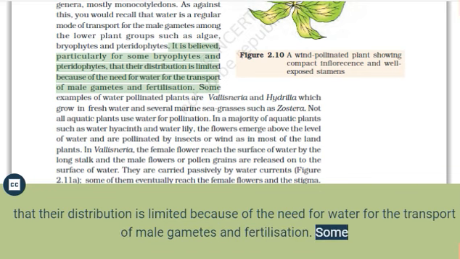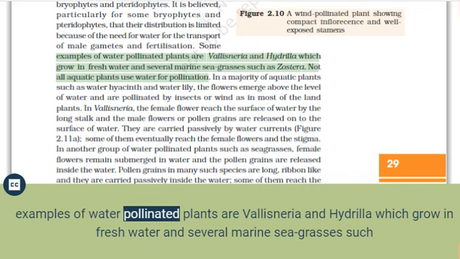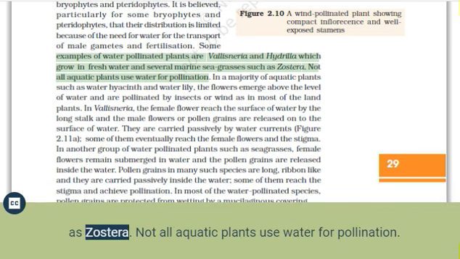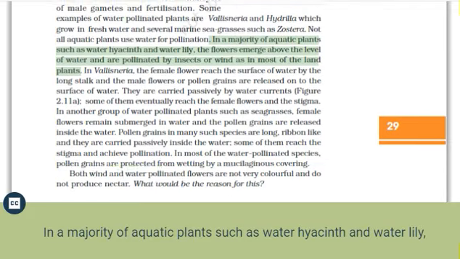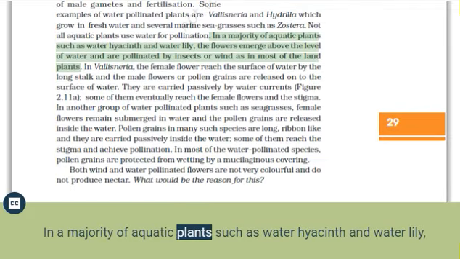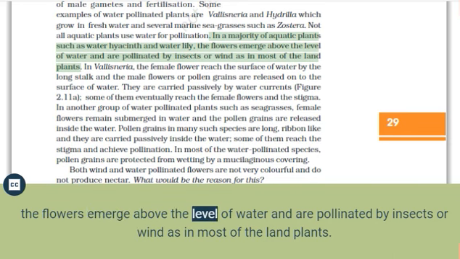Some examples of water-pollinated plants are Vallisneria and Hydrilla, which grow in fresh water, and several marine seagrasses such as Zostera. Not all aquatic plants use water for pollination. In a majority of aquatic plants such as water hyacinth and water lily, the flowers emerge above the level of water and are pollinated by insects or wind, as in most of the land plants.